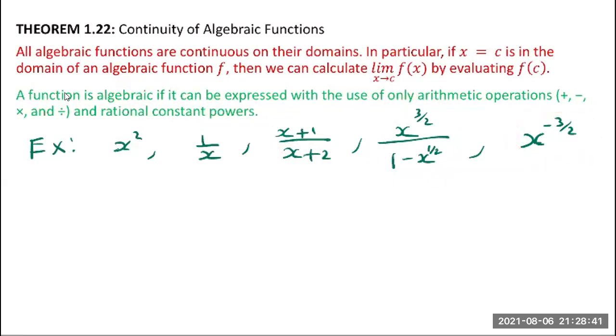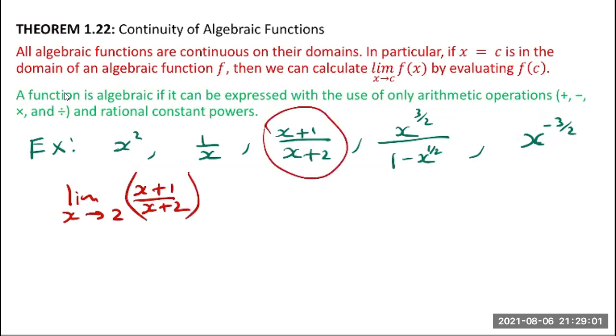Okay, so these are some examples of algebraic functions. Now, suppose you are asked to find the limit as x approaches 2 of (x plus 1) over (x plus 2). That is the third example that I showed you. How do you find this limit?